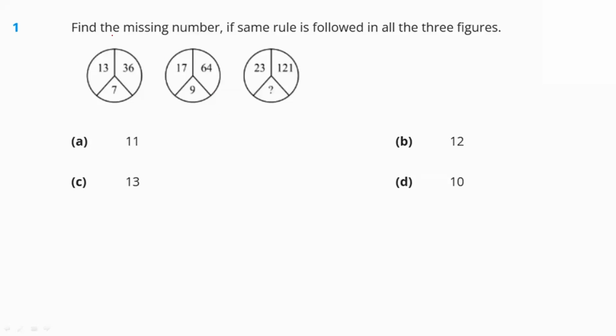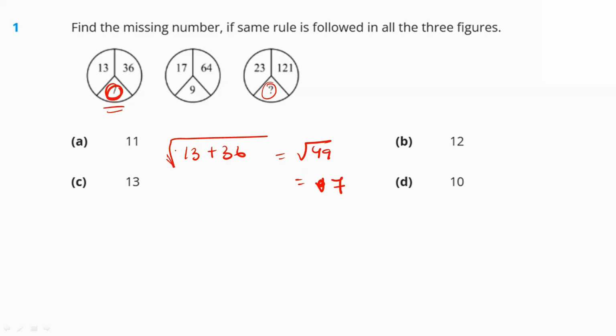The first question is, find the missing number if the same rule is followed in all the three figures. So there are three pie charts over there. Some numbers are given, and you have to find the relationship and eventually find out what number should be in the question mark. So let's understand the relationship. In the first one, if you add 13 and 36 and take the square root, the addition gives us 49, and the square root of 49 is 7. So 7 is our answer here.